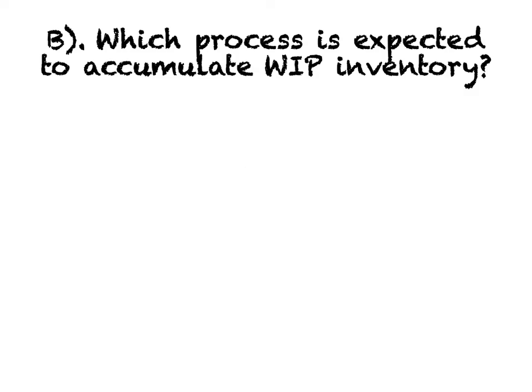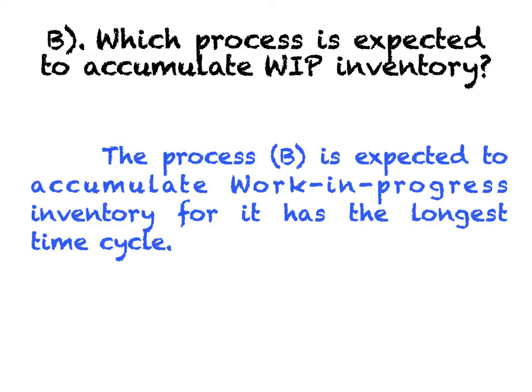For question B, which process is expected to accumulate work in progress inventory? Process B is expected to accumulate work in progress inventory because it has the longest cycle time.